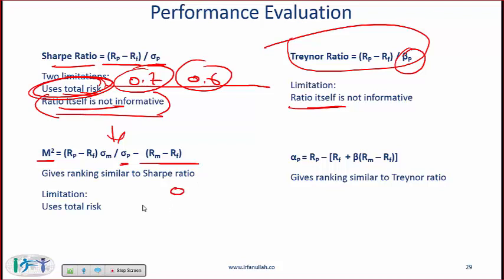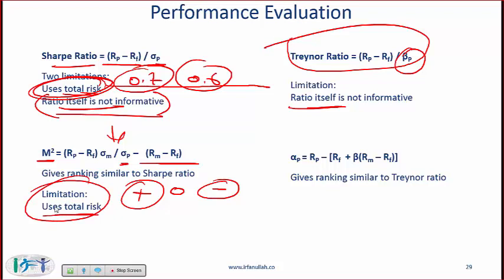A number of 0 will mean that you are not adding value. You are getting the same risk-return characteristics as the market. A positive number means that you are doing well. A negative number means that you are doing badly. But the limitation is that it uses total risk.